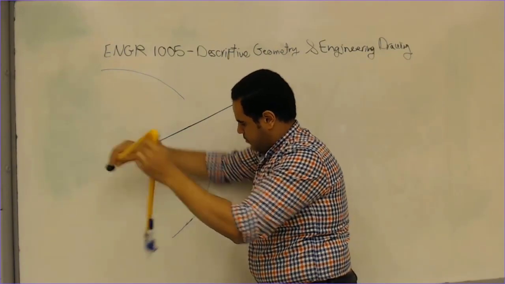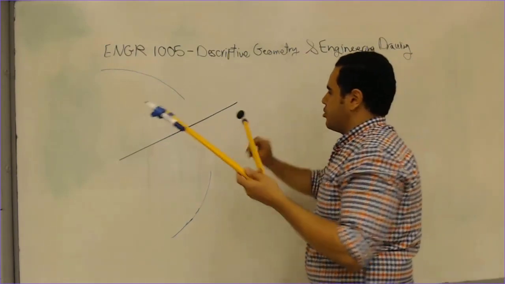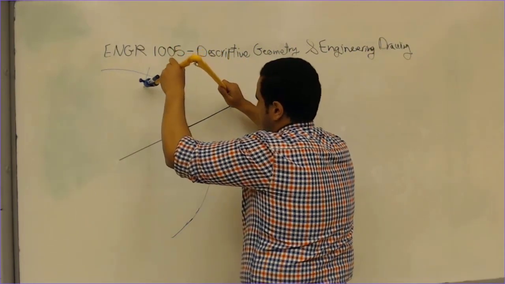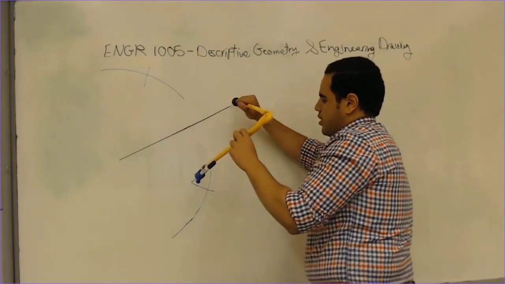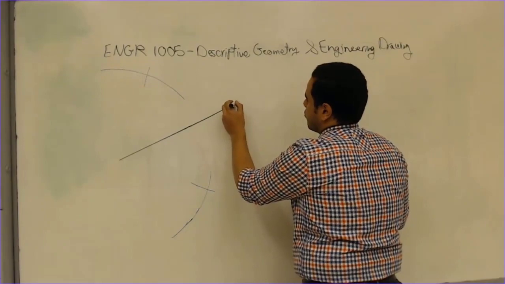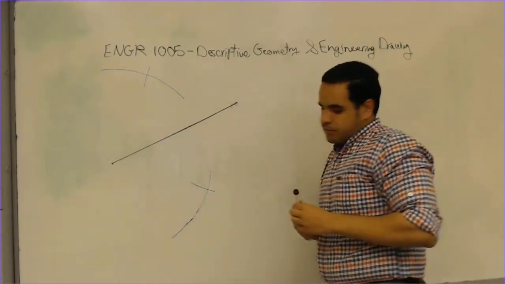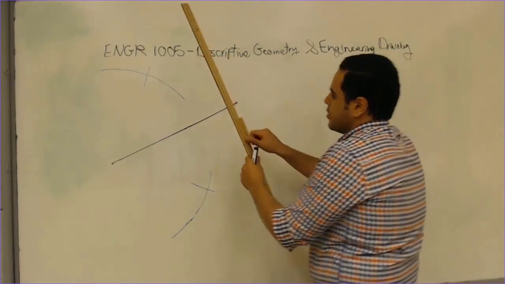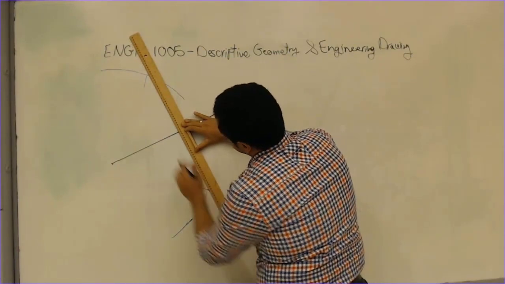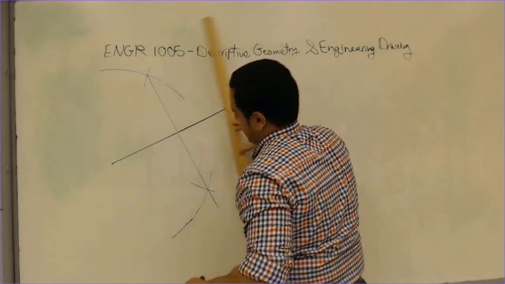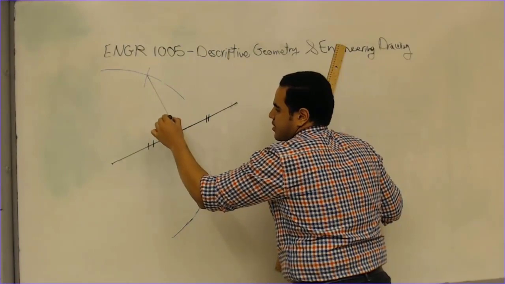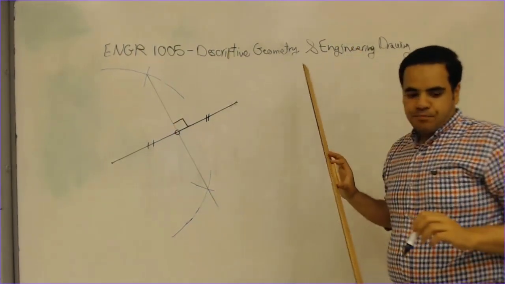Like this. And with the same dimension, we're going to the other end of our line segment, and you're going to intersect with our first mark. So this is our line here and there. And now, if you connect these two intersections like this, here and there, now you have the midpoint here, and this line should be perpendicular to that line.